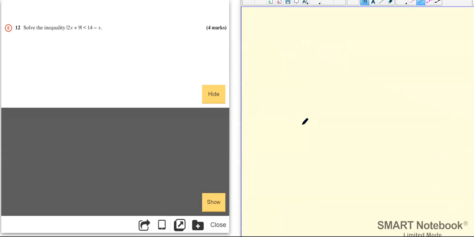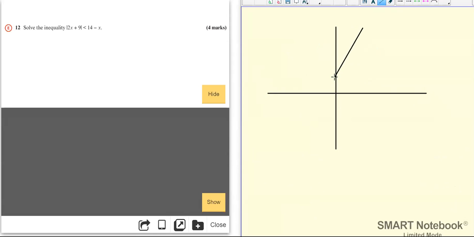So we've now got an inequality, but the principle is still the same. We need to sketch a modulus of 2x plus 9 and 14 minus x. So let's have a look. Ideally, nice big diagram so we can get everything on there. 2x plus 9 is going to go through the y-axis at positive 9, upward sloping diagram.